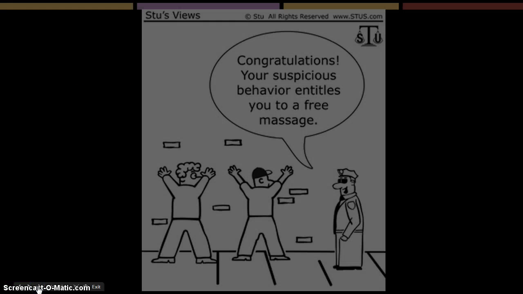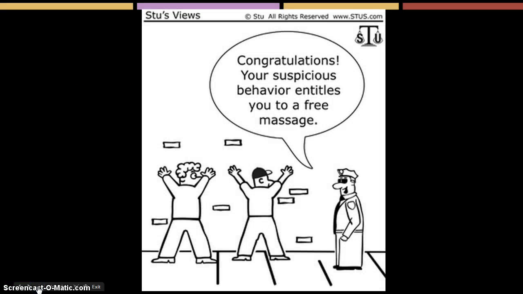These are some of the resources that I was using as I completed this presentation, and I just thought this cartoon was a positive way to look at getting searched. You know, who doesn't like a free massage?